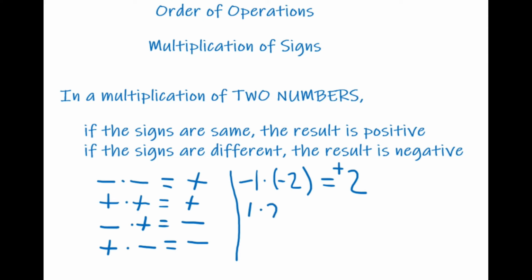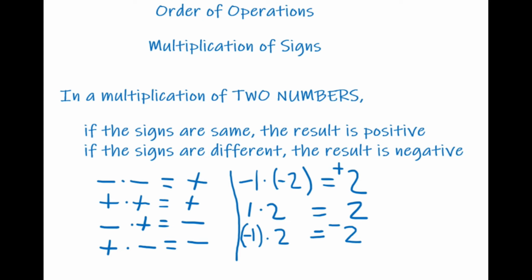+1 times +2 is, multiply the numbers first. 1 times 2 is 2. And then consider the sign of the result, because this is positive, this is positive, so the result is going to be positive also. Negative times positive, for example, -1 times +2 is, multiply the numbers first without considering the signs. 1 times 2 is 2, and then because the first one is negative, the second one is positive, the result is going to be negative. Why? Because they have different signs.